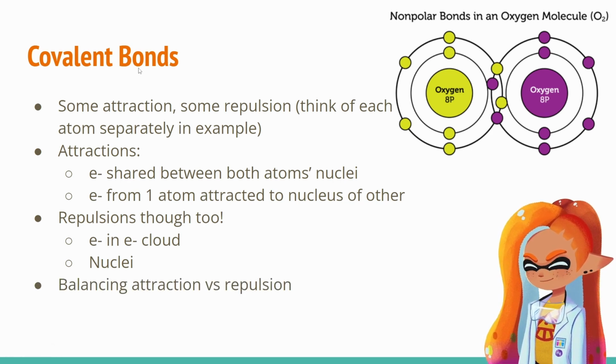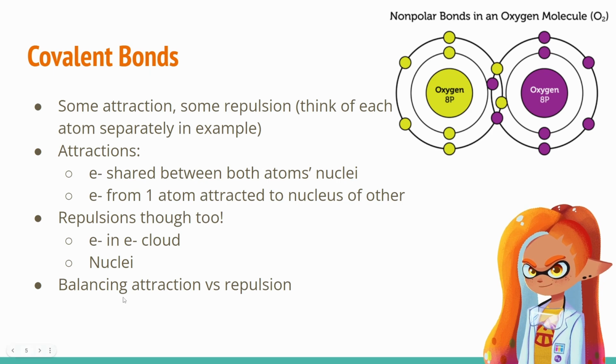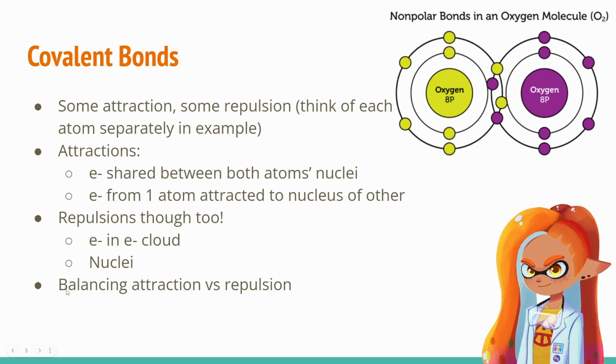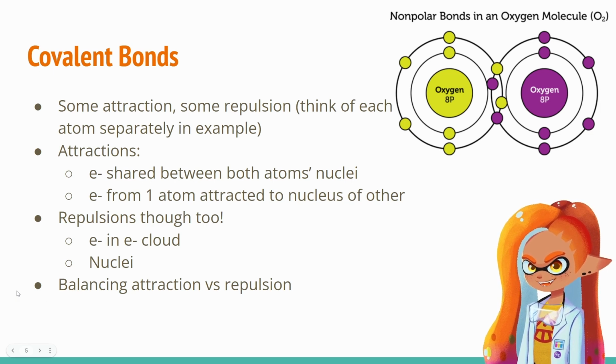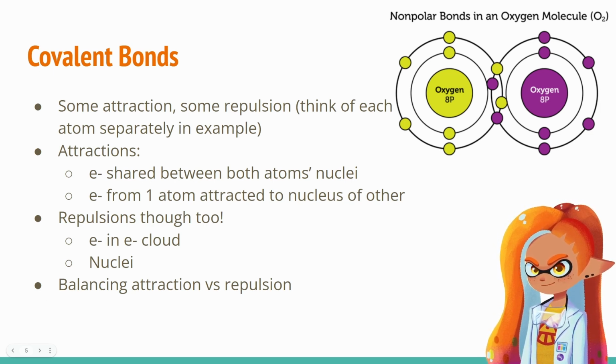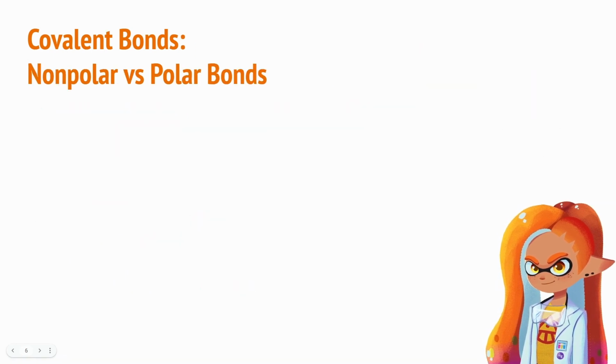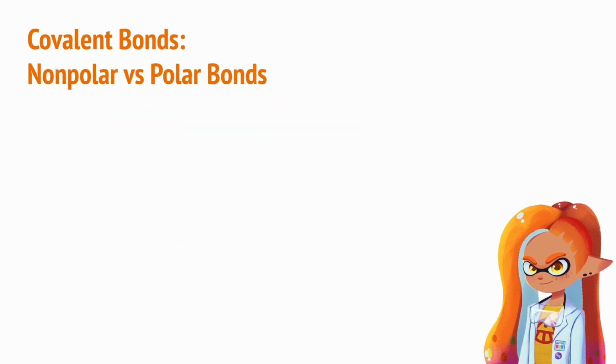So why do covalent bonds even happen? We have a balancing act of these attractions versus these repulsions. This balancing act will form the lowest bond length possible. In covalent bonds, we have 2 different types of bonds. We have nonpolar versus polar bonds.